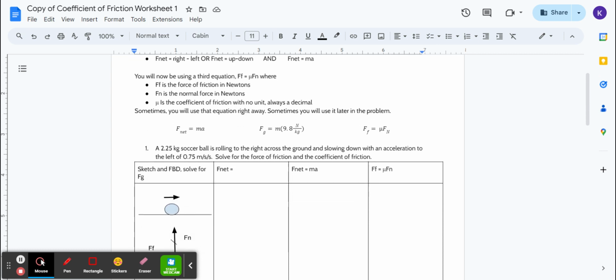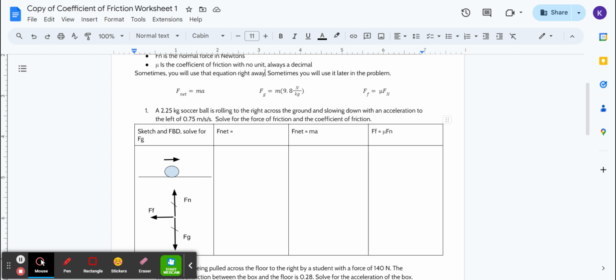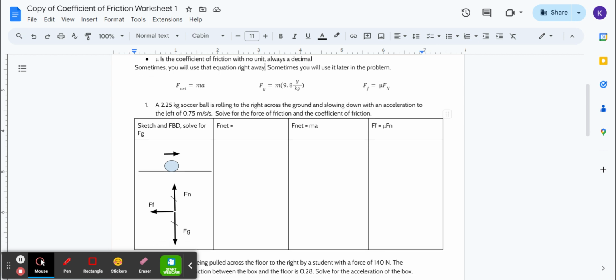So let me walk you through the first problem. A 2.25 kilogram soccer ball is rolling to the right across the ground and slowing down with an acceleration to the left of 0.75 meters per second per second. Solve for the force of friction and the coefficient of friction.